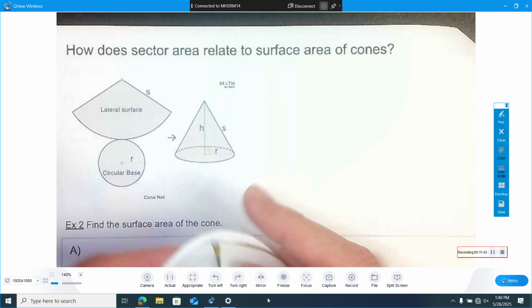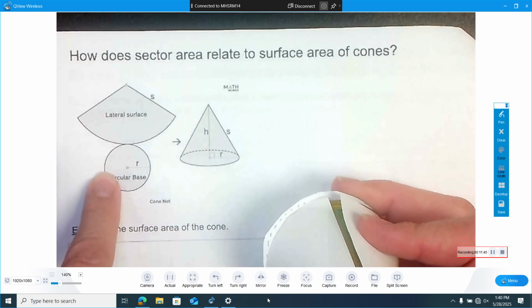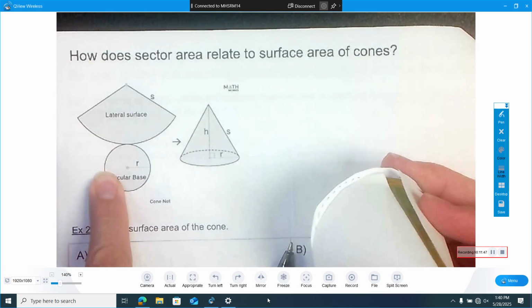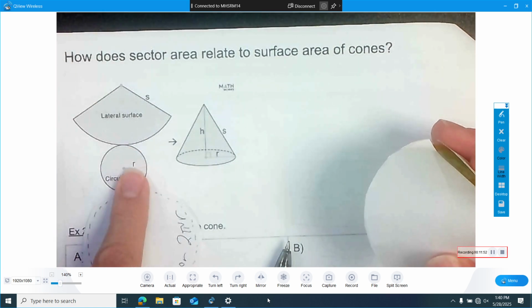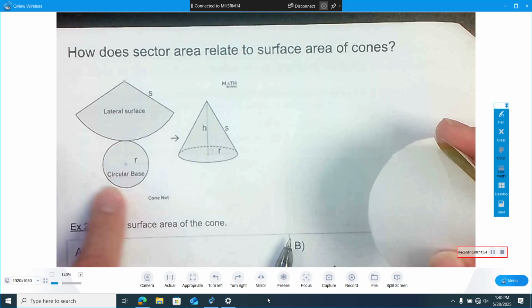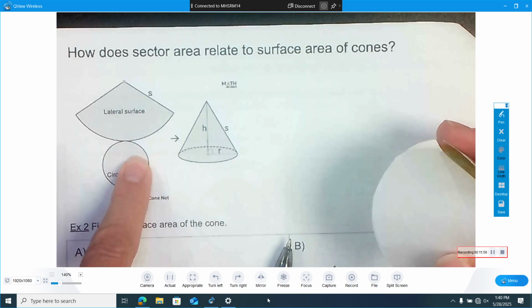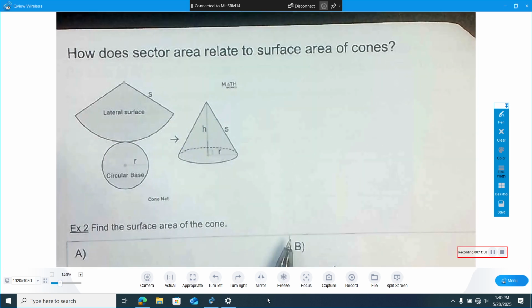Now, we can unfold it, and what I've done here is this is the net for the surface area of a cone. And so first we have that circular base. We know how to find the area of this base already. What's the formula for area of a circular base?